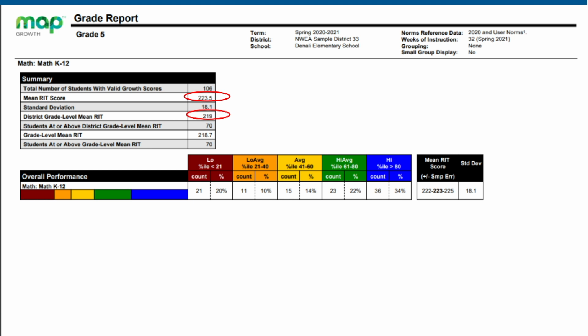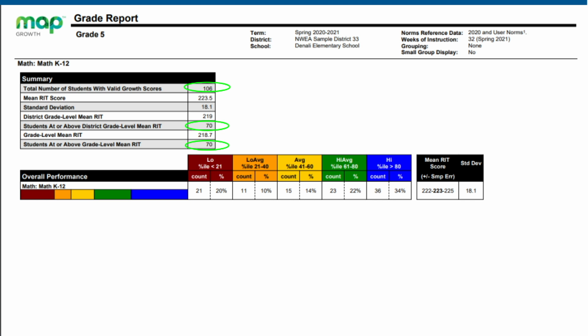So the first thing that we see on this grade report is the mean RIT score for this grade compared to what the district level mean RIT was. So the fifth graders in math scored a 223.5 on average compared to the district average of a 219 and the national mean level RIT score of a 218.7. So on average, these fifth graders in math were scoring not only above the district level mean, but above the national mean as well.